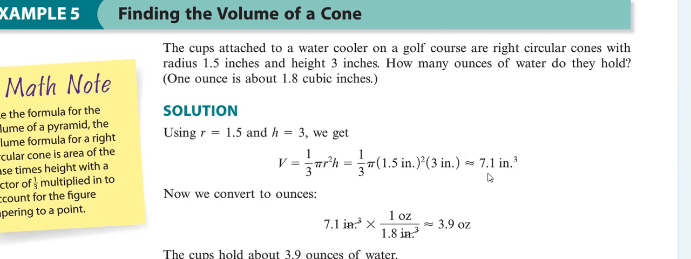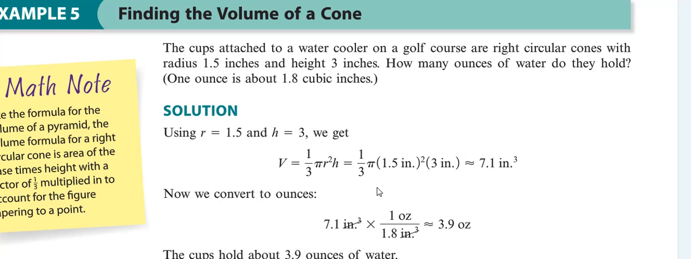And we multiply, we get 7.1 inches cubed, or cubic inches. And then, of course, in this problem, they asked us to find the number of ounces. So we have to use the conversion factor that they gave us in order to find the number of ounces. They said that 1 ounce is about 1.8 cubic inches.